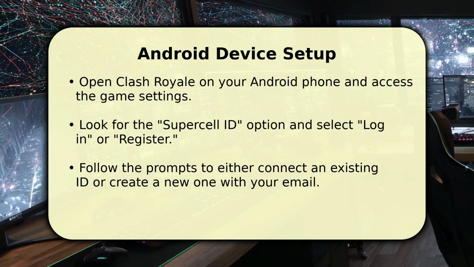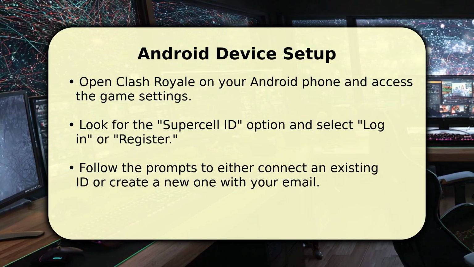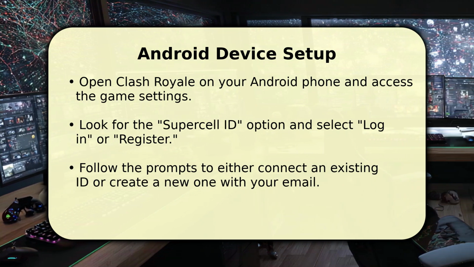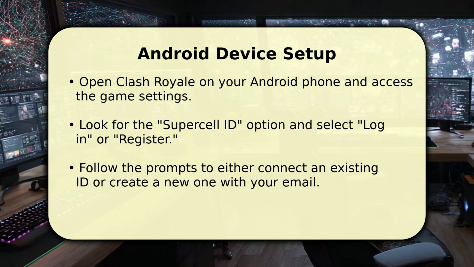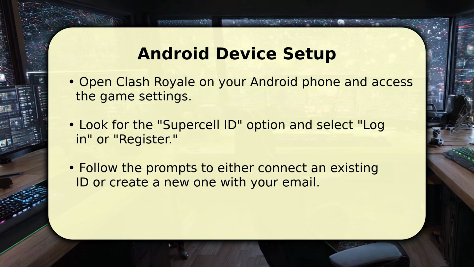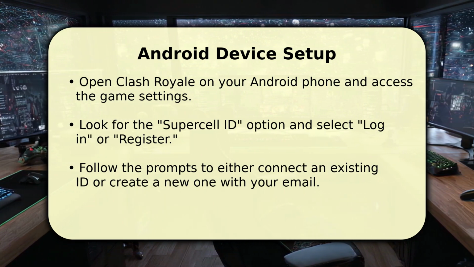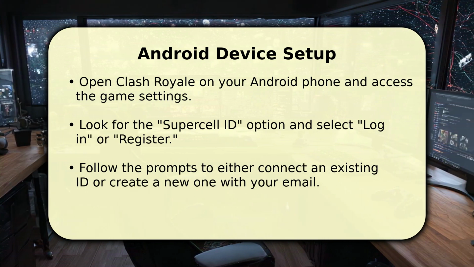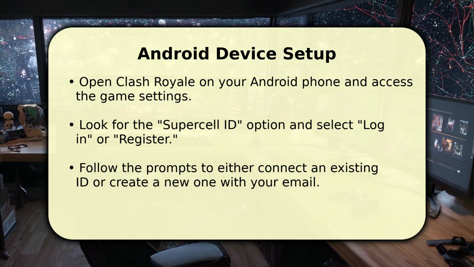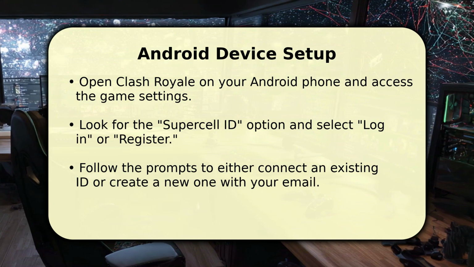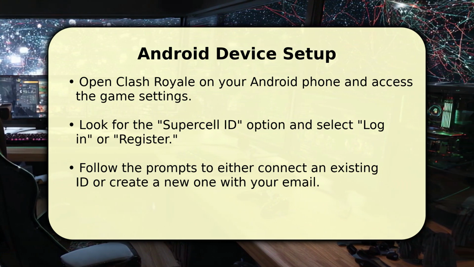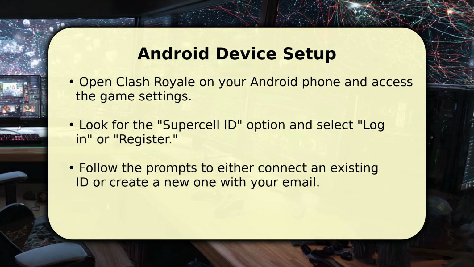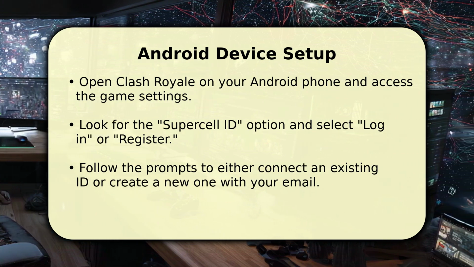Let's begin on your Android device. First, launch Clash Royale and navigate to the game settings, usually found via the three lines icon. Inside the settings menu, you'll see a prominent Supercell ID button. Tap this button, then choose to either log in if you already have an ID or register to create a new one using your email address. Be sure to use an email you can easily access for the verification code.